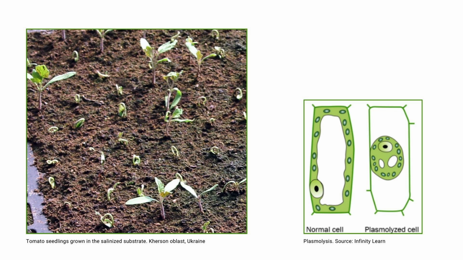Cell dehydration, also known as plasmolysis, affects plant seedlings the most. Because their root system and leaves are still underdeveloped, such plants lose moisture easily, and salinized soil makes it even harder for them to uptake water. This photo is an example of such a problem in tomato seedlings grown in the salinized substrate in Kherson Oblast, Ukraine. When the farmers noticed that part of the plants was damaged, they made a lab analysis of the soil.